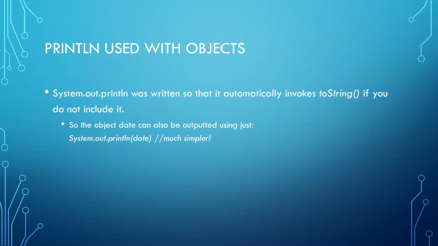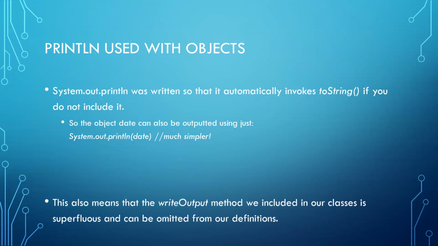Now, System.out.println was written so that it automatically invokes toString if you do not include it. So the object date can be outputted using just System.out.println(date), which is much simpler, right? Now, granted, this doesn't necessarily work correctly for every single thing. If you take a programming class, there are some things where we have to use toString, because even though println will do that, sometimes it returns the reference in memory rather than the actual object.